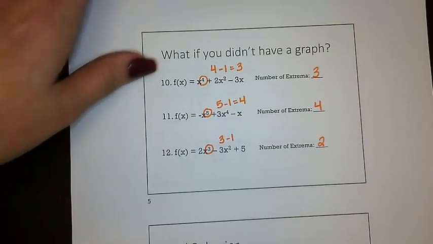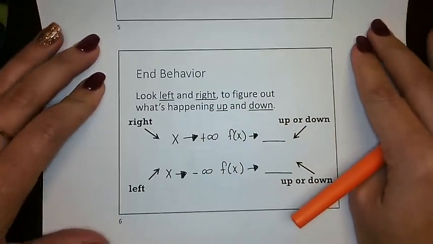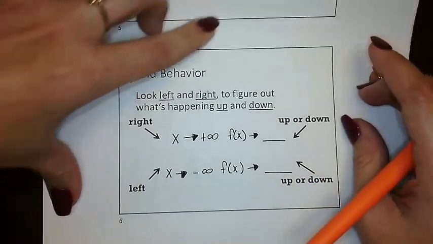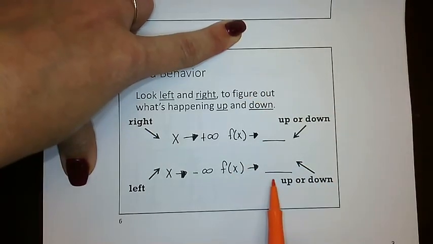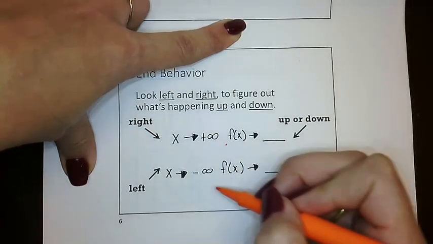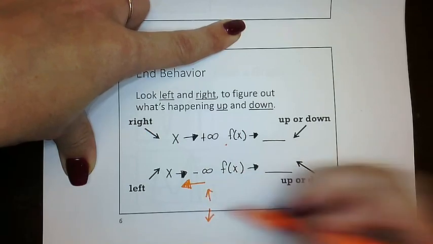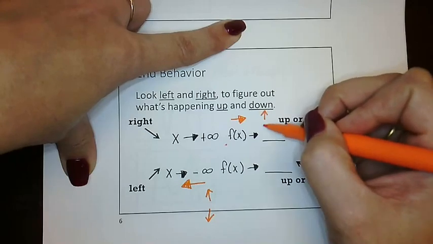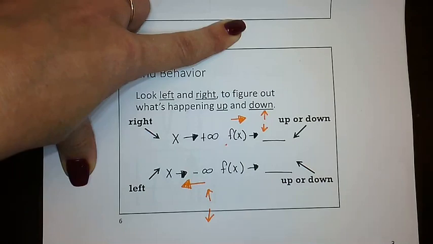Now let's look at end behavior. End behavior is telling me what's happening to my function based on the graph, or to my graph based on the function, and vice versa. So if I look to the left, where's the function going? If I look to the right, where's the function going? So as I'm going towards negative infinity, is the function going up or down? If I'm going towards positive infinity, is the function going up or down? So you're always using positive and negative infinity.